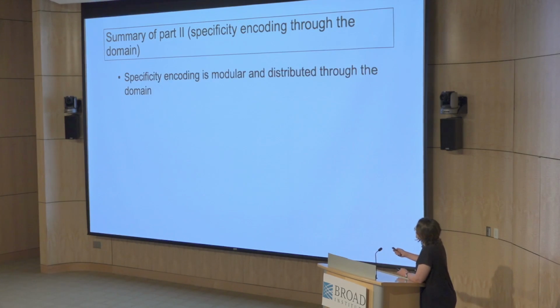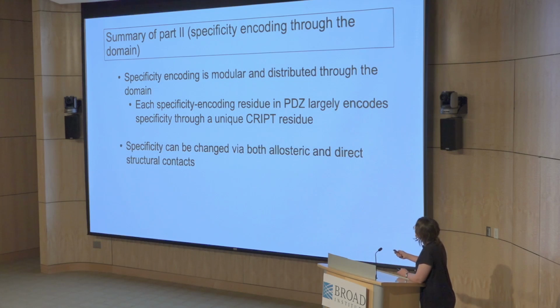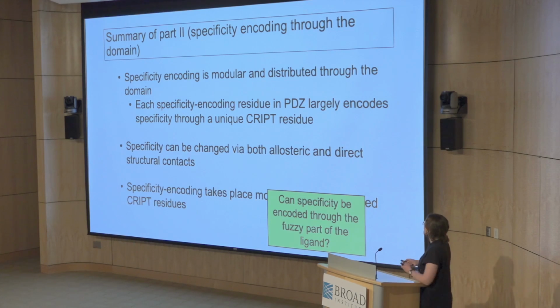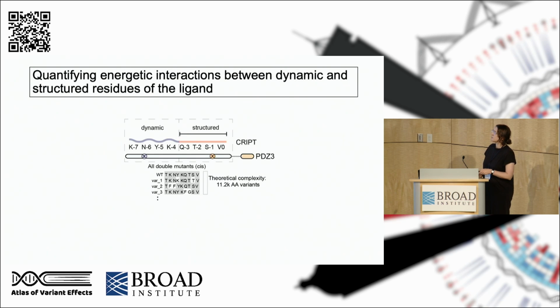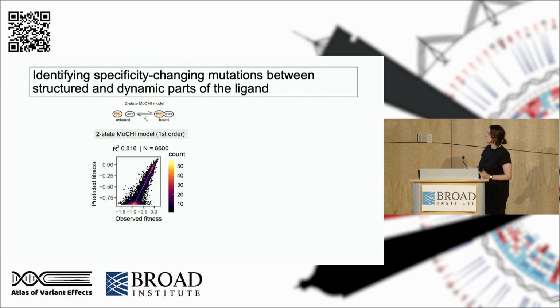And I will not go into the summary here for time purposes. But basically, the last thing we wanted to know, because what we found in this part of the study was that the specificity encoding through the domain is mostly through the structured part of crypt. So we wondered if the fuzzy part has anything to do with specificity. And for this, we made all possible double mutants across the dynamic and structured parts of crypt.